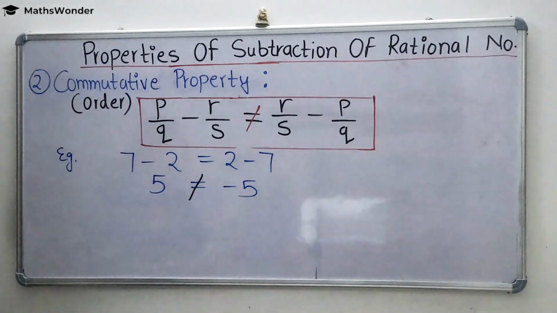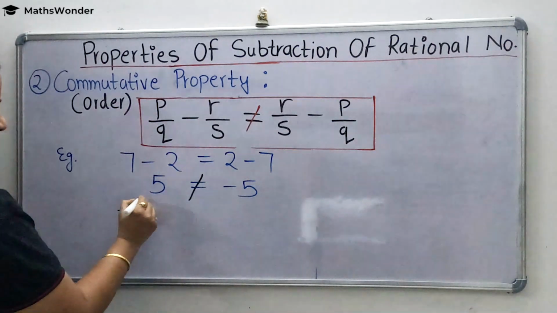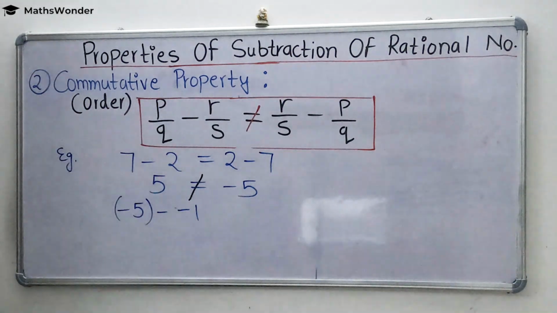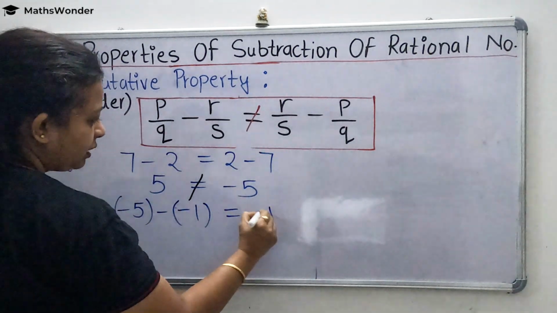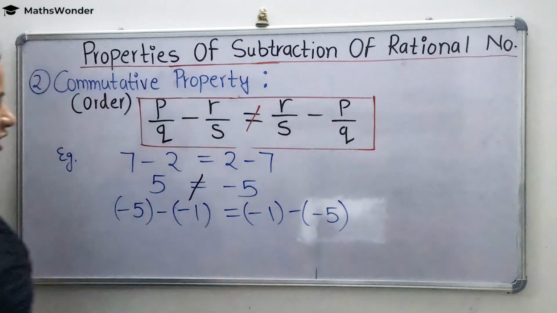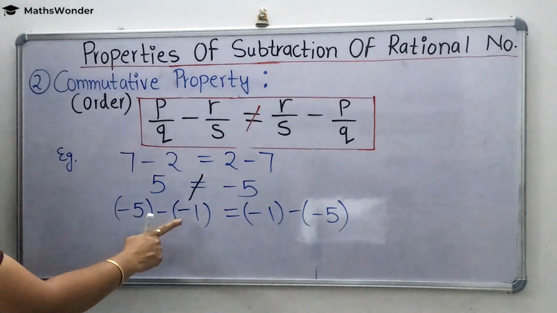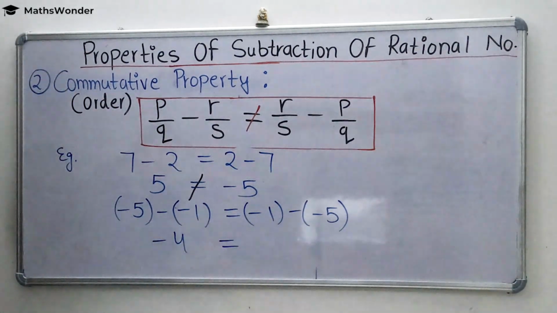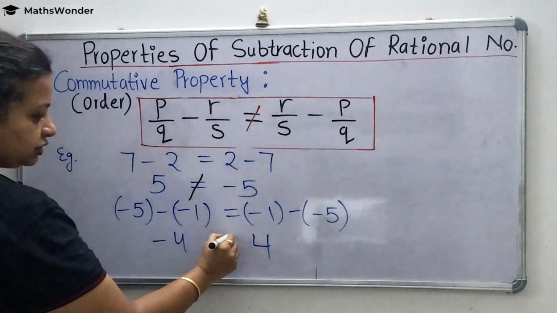So this is not possible, right? What we can say is that subtraction is not commutative for rational numbers, even in natural numbers, even in integers. If we take negative 5 and negative 1, as in the same example, and change the order, what will be our answer here? This is plus 1, this is negative 5, so it becomes negative 4, and here you will get plus 4. See? So the answer changes, right?